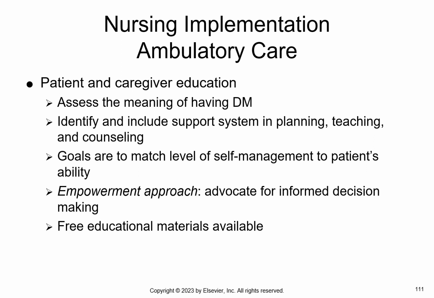Identify the patient's support systems. Include them in the planning and teaching and counseling. When we include family members and other persons close, they can support the patient's management. They can also provide care if self-care is not possible. Encourage the family and the caregivers to provide emotional support and encouragement as the patient deals with the reality of living with a chronic disease.